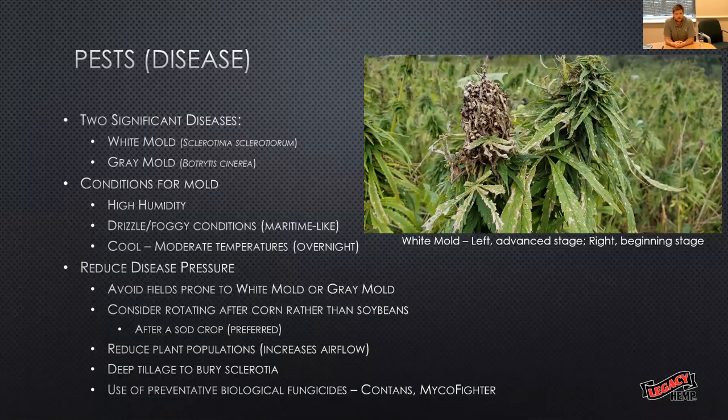The conditions that are conducive for these particular molds, as well as really any mold, are high humidity conditions where we have drizzly days or foggy conditions, something we could think of as maritime-like if we were living along the coastal regions, and cool to moderate temperatures similar to what we get overnight. We had a lot of foggy nights and mornings last season, and it allowed for a large portion of every day, or most days, to be ideal for mold growth. We saw this disease come in at the end of August, early September timeframe, which would have been 2 to 3 weeks prior to harvest.